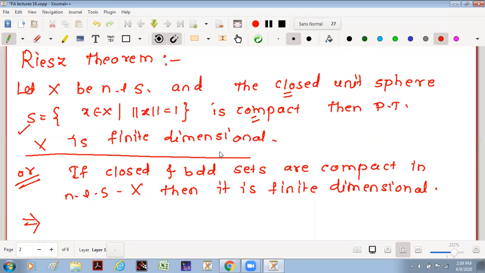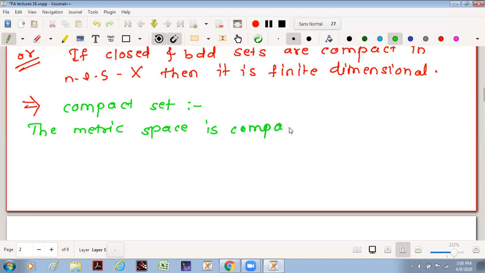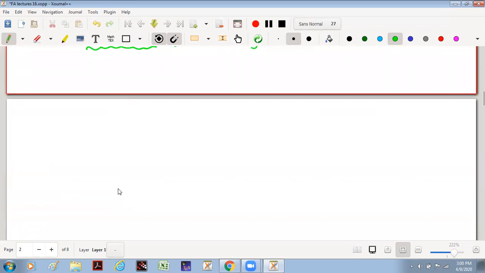Coming to the basic definitions, first let me write down what a compact set is. A metric space is said to be compact if it is both complete and totally bounded. Complete we know, many times we have repeated it: every Cauchy sequence converges to a point in the same set. Now we will try to understand what is totally bounded.